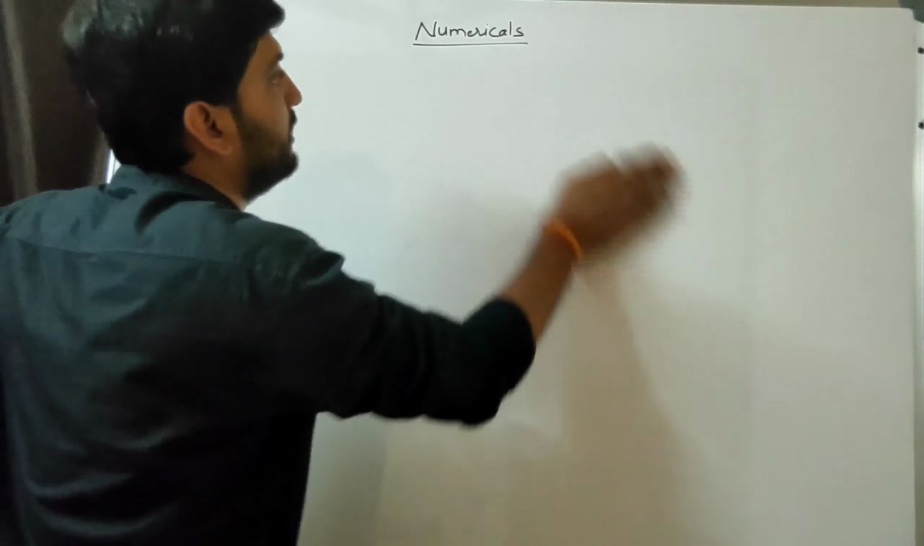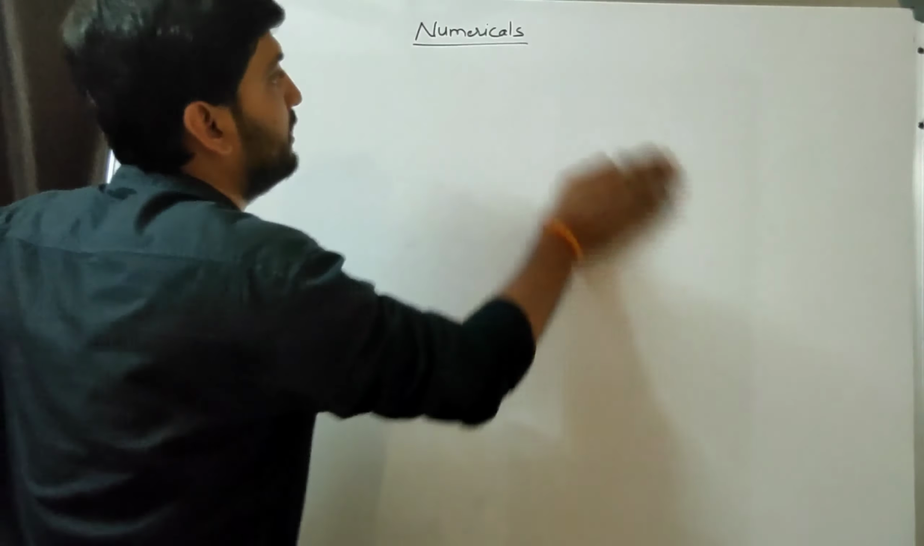Okay. Question is, a copper wire has diameter 0.5 mm and resistivity of 1.6 into 10 to the power minus 8 ohm meter. What will be the length of the wire to make its resistance 10 ohm, and how much does the resistance change if diameter is doubled? Okay, this is your question.